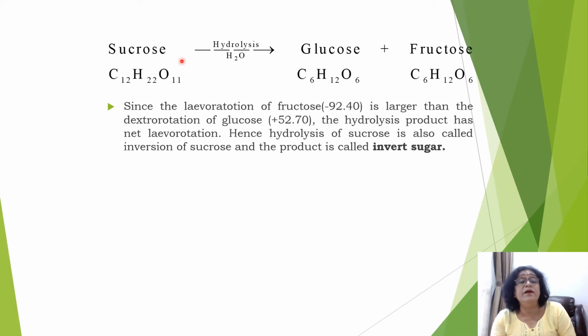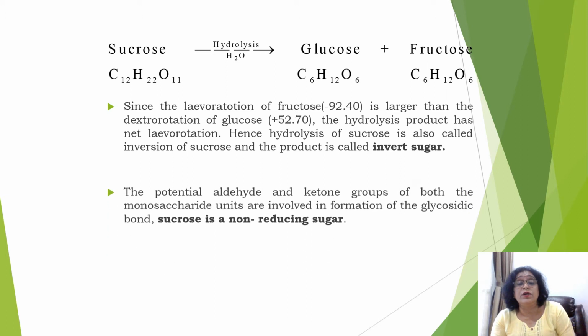So what has happened? The dextrorotatory reactant has formed levorotatory products. So inversion has happened, and such a thing is called inversion. Hydrolysis of sucrose leads to inversion, meaning the dextrorotatory has converted to levorotatory. So the product is called invert sugar.